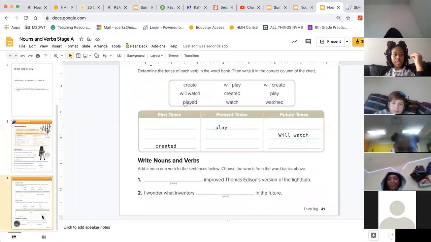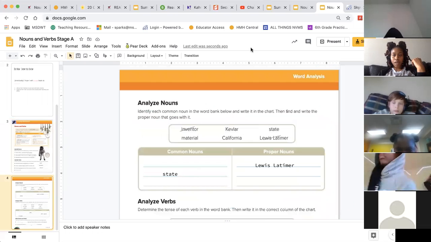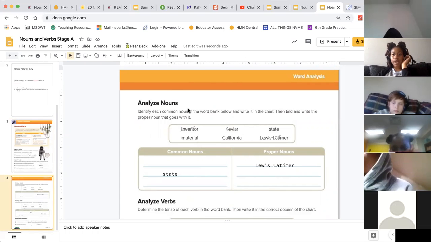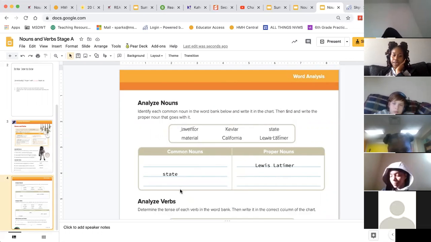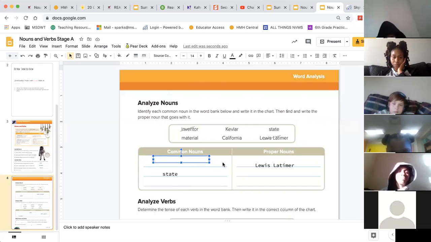All right, we're going to do this next activity. We're going to analyze nouns. Identify each common noun in the word bank below and write it in the chart. Then find and write the proper noun that goes with it. So I've done two. You guys are going to do the rest. So you're going to list all the common nouns, and then you're going to list the proper noun. So what common noun will match up with Lewis Latimer? We have inventor, material, Kevlar, California, state, and Lewis Latimer, which is one I've already used.